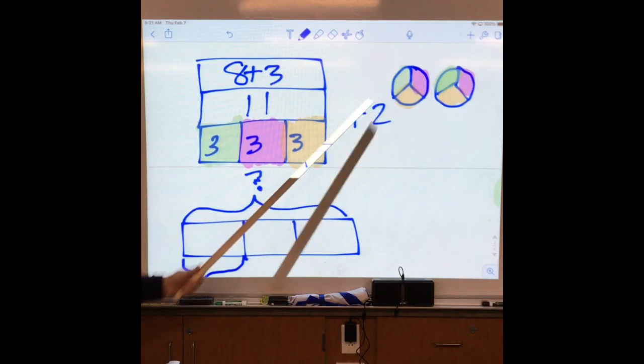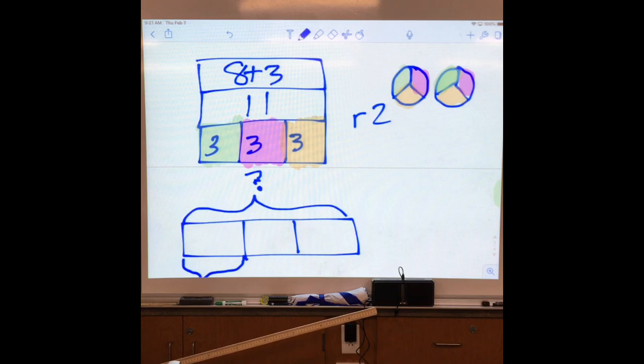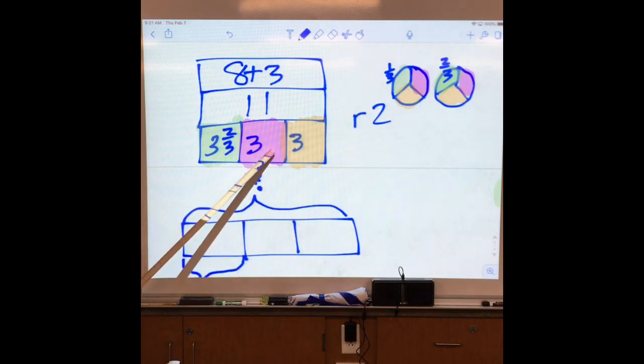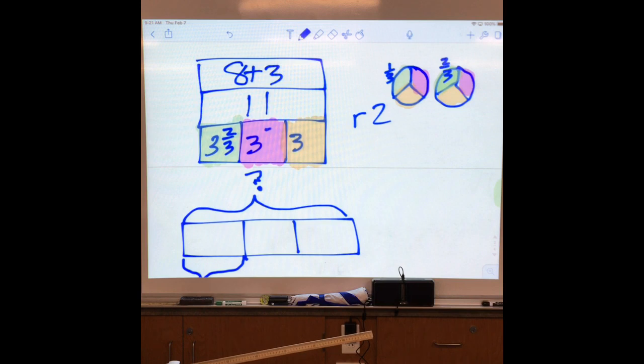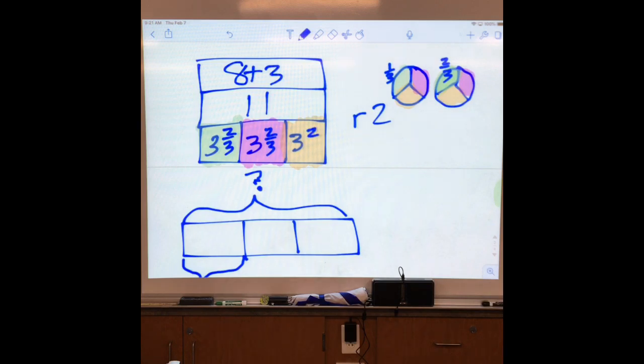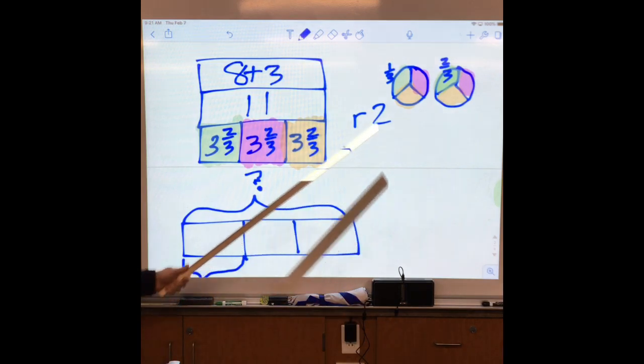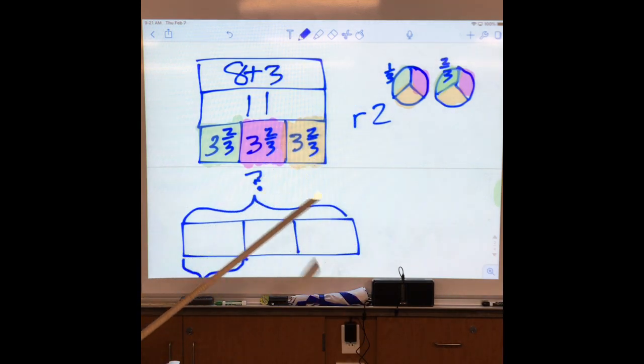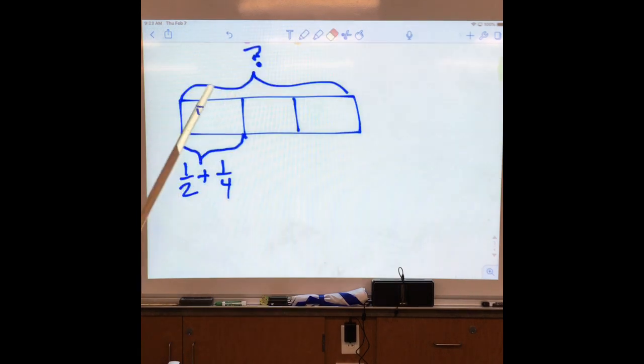So how many green thirds do we have? This would be 1/3 and this would be 2/3, right? So we put 2/3. How many pink thirds are there? 2/3. And how many orange thirds are there? There are 2/3. So I hope that this helps you make sense of that. Looks like this.